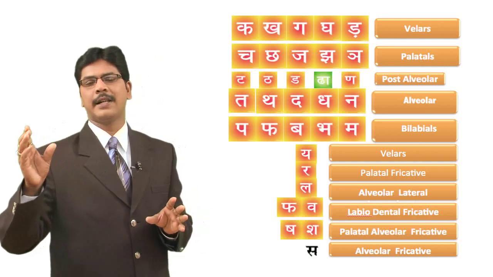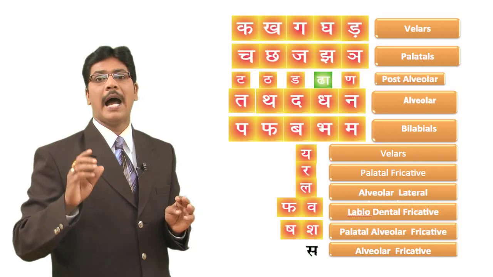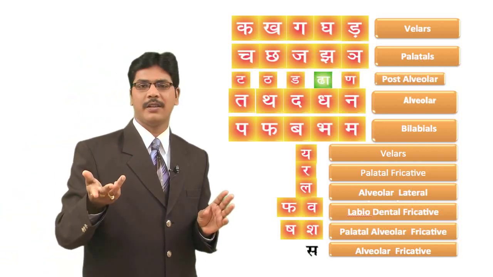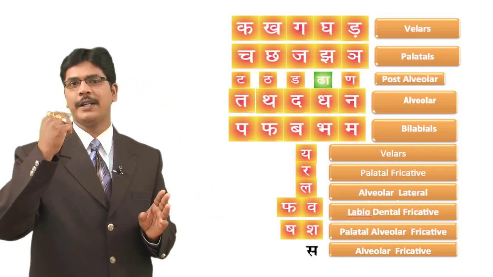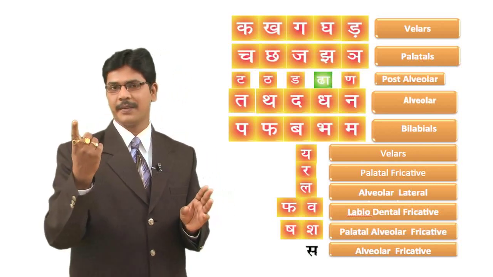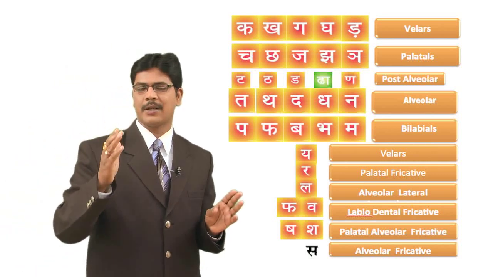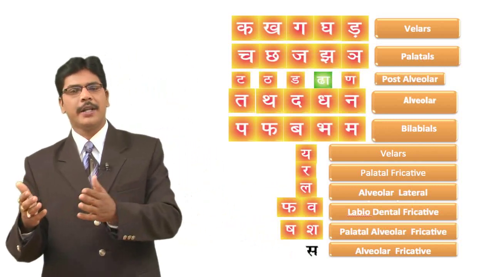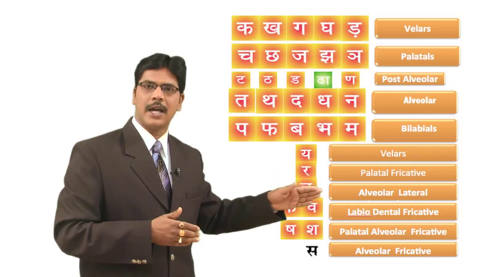The last letter is s. It's called the alveolar fricative. The tongue goes and touches at the same point where it touches for t, but it's a fricative, producing a friction sound. The last sound is s. In English it is z, of course, but here in our Hindi literature, the last letter is sa.